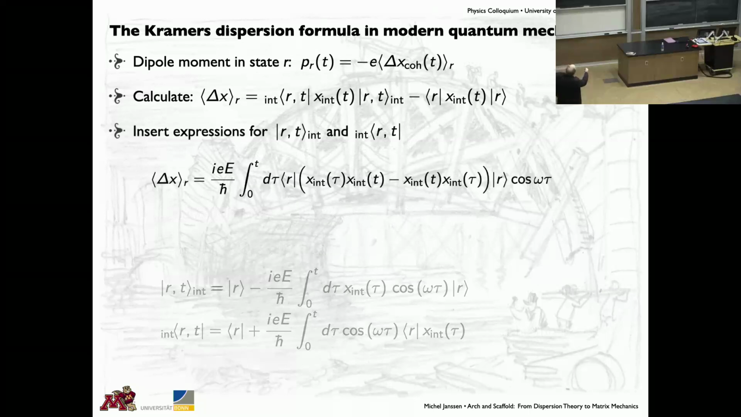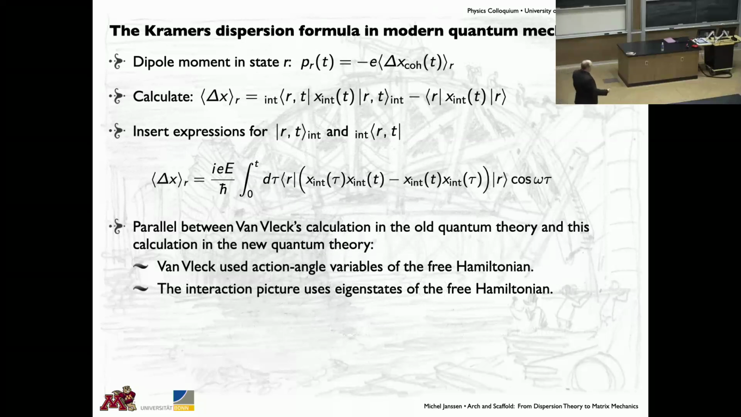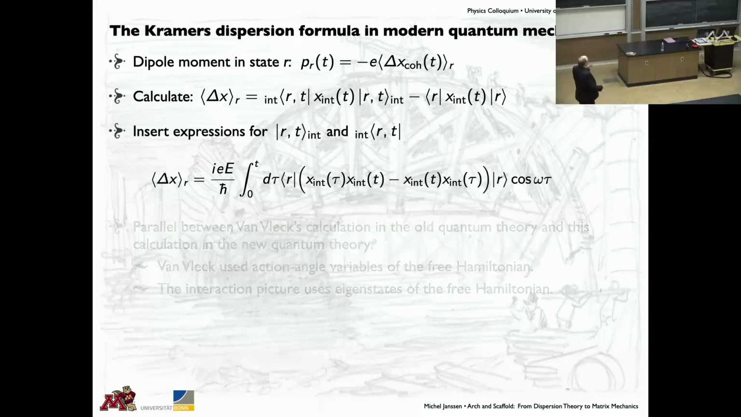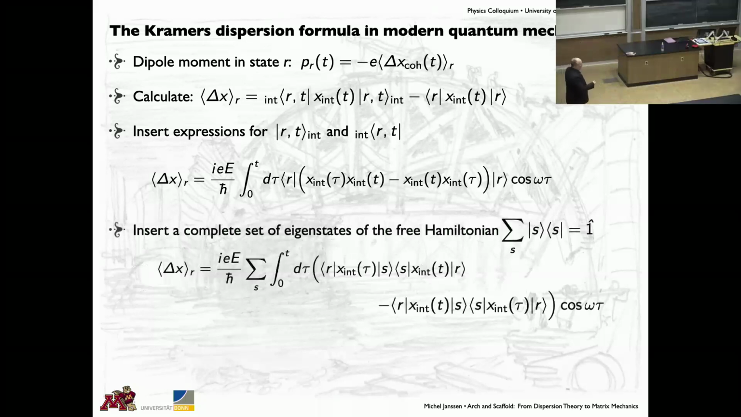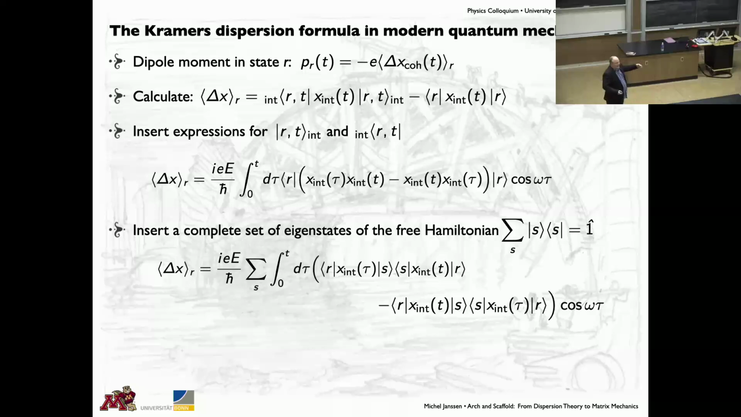So you get this, you integrate, and the parallel here, this is why we like to do this in the interaction picture, is that just as Van Vleck did this calculation in terms of action-angle variables for the unperturbed Hamiltonian, here you do it in the interaction picture, in terms of the eigenstates of the unperturbed Hamiltonian. So these calculations are very similar to each other. This is part of why I want to show the calculation, because one of my more general points is that in the quantum revolution there is a lot more continuity in the transition from the old to the new theory than the standard Kuhnian paradigm shift picture would lead you to believe.